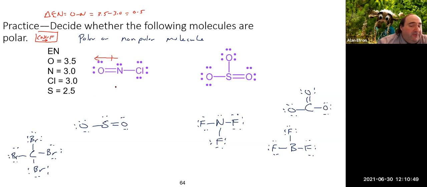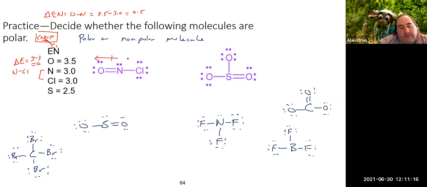Now, nitrogen, chlorine, you may be tempted to say it's going to be a polar bond, but it does have that diagonal relationship that we can actually see when we look at the electronegativity values here between nitrogen and chlorine, and it actually is a difference of 0, right? So that's going to be 3 minus 3, which is 0 for nitrogen and chlorine, which means this is actually a nonpolar bond that's happening here.